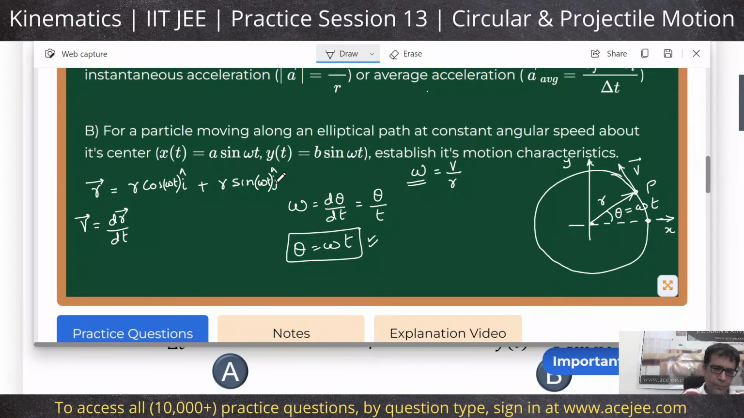Okay. So dr by dt is what? If you guys can help me differentiate, it'll be minus r omega sine omega t i cap. Is everybody clear why I wrote that? Then it'll be r omega cos of omega t j cap. Yes, this is my velocity. Correct, Nabita?